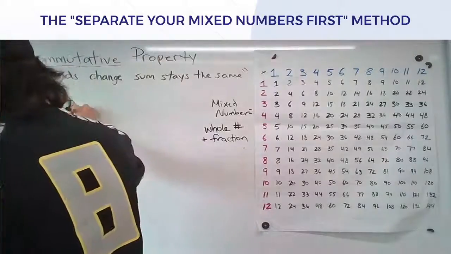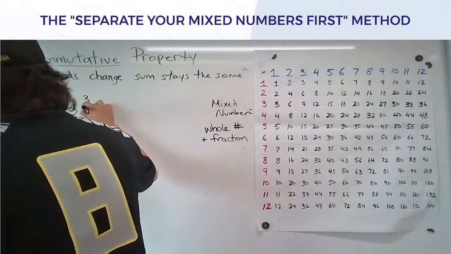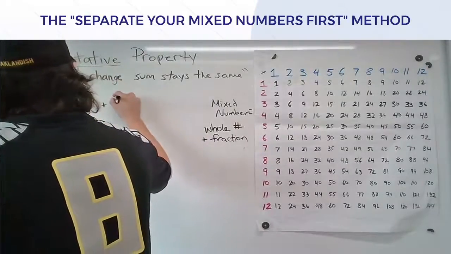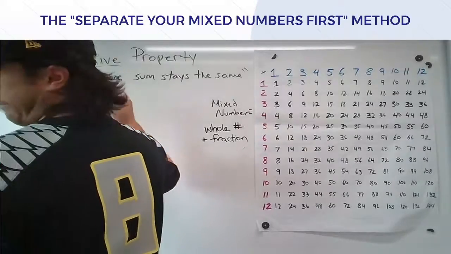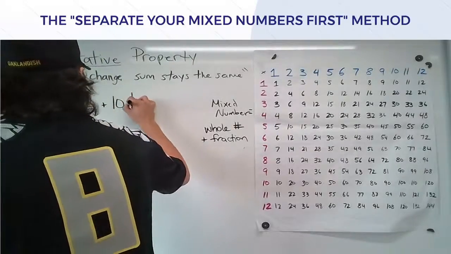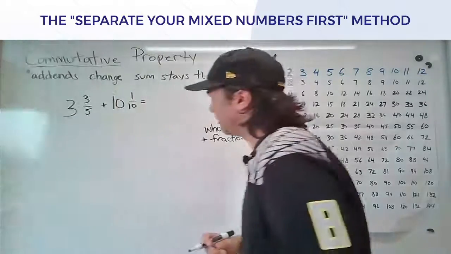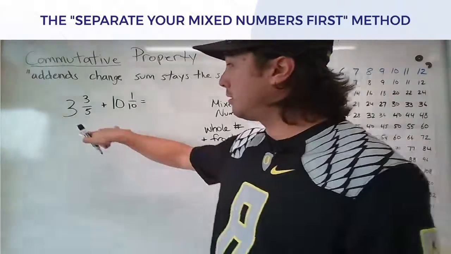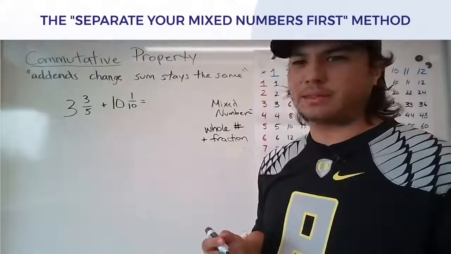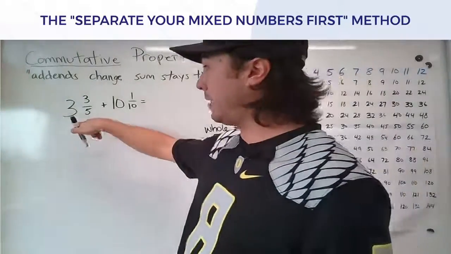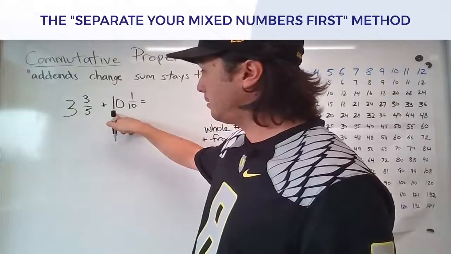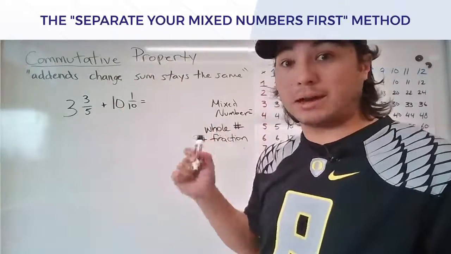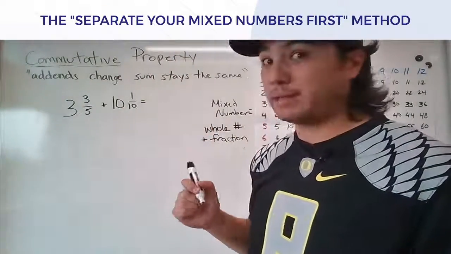So let's take 3 and 3/5 plus 10. Oh, let's go 10 and 1/10 to be cheeky here. So first thing we're going to do, separate those mixed numbers out. 3 plus 10. So here's the step that I'm doing in my head. I'm separating it out into 3 plus 10 plus 3/5 plus 1/10. Because of that commutative property, I'm allowed to do that. Okay? It's mathematically accurate to do that.